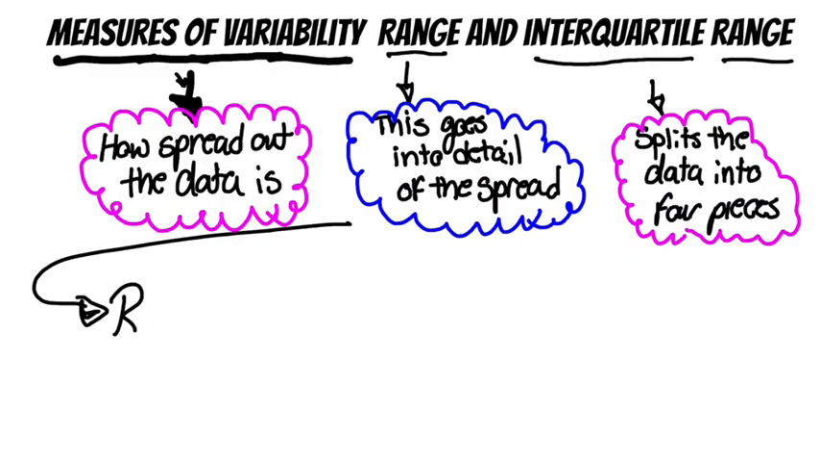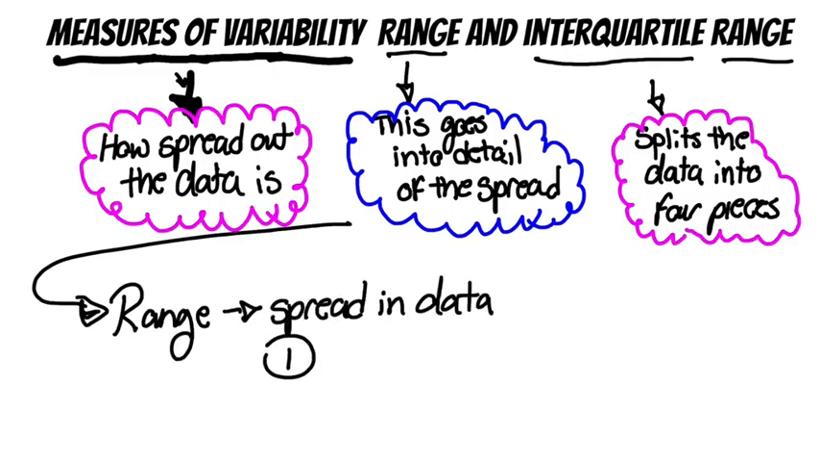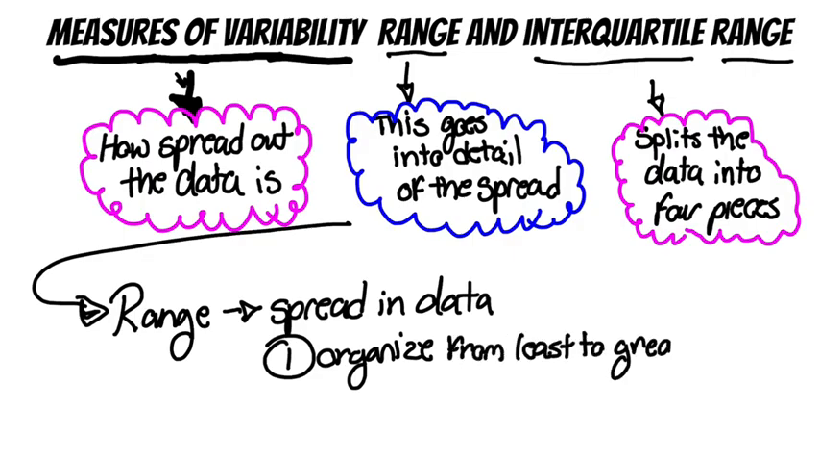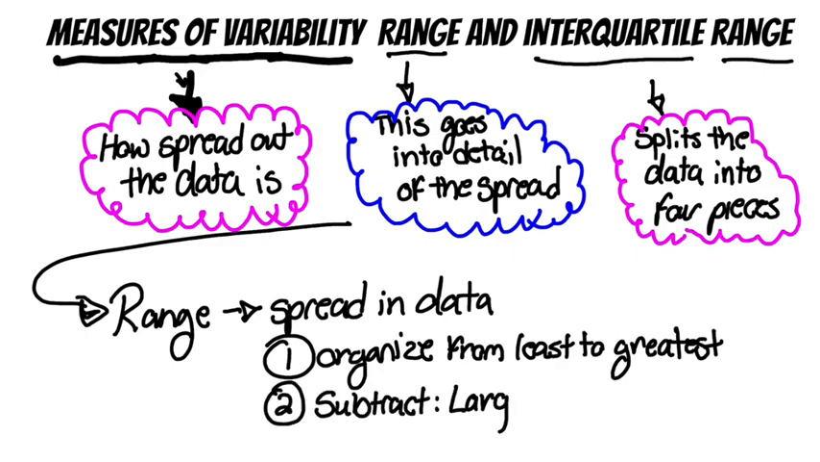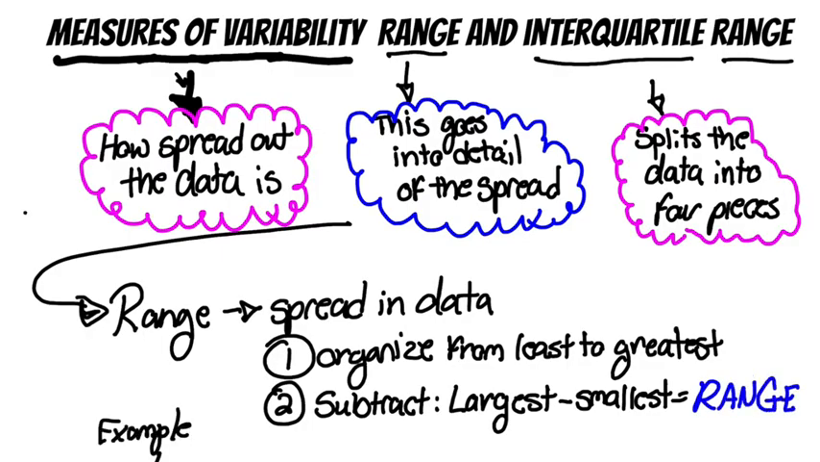So let's get started with the range. This is what it is and how you do it. The range is how spread out the data is. The first thing you do is I like to organize it from least to greatest. You don't have to, though. I'll show you that in an example. And then your second step, and the only other step you have, is subtract the smallest data point from the largest data point, and that will give you the actual range.